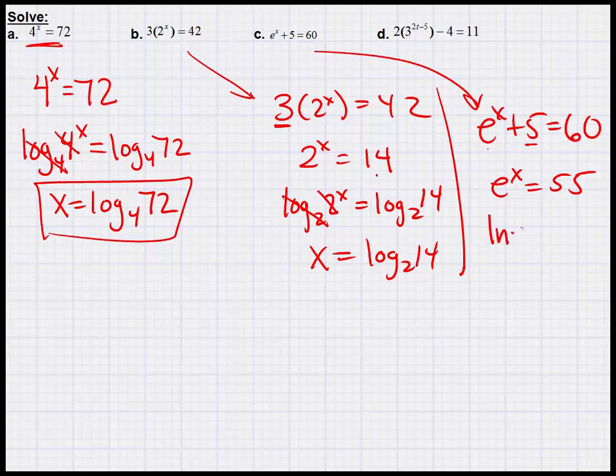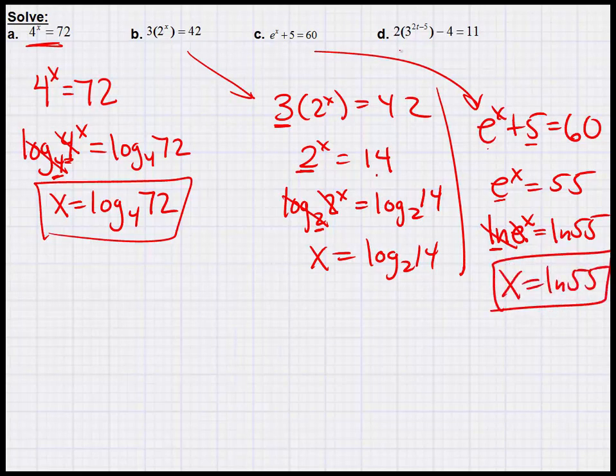Take the natural log of e to the x. I have to use natural log because, remember, the bases have to be the same. This was base 2, I used base 2. This was base 4, I used base 4. This is base e, I've got to use base e. So I get the natural log of 55 on the other side. These cancel. x equals the natural log of 55. Done. One more.